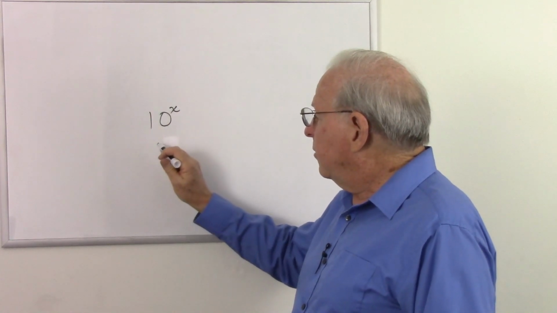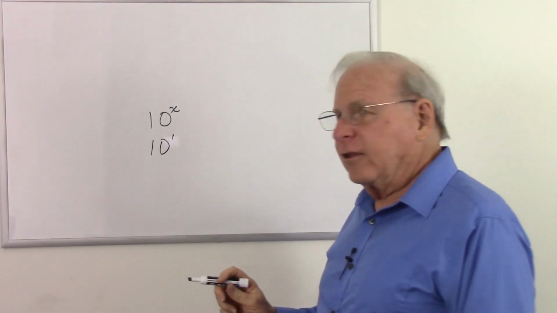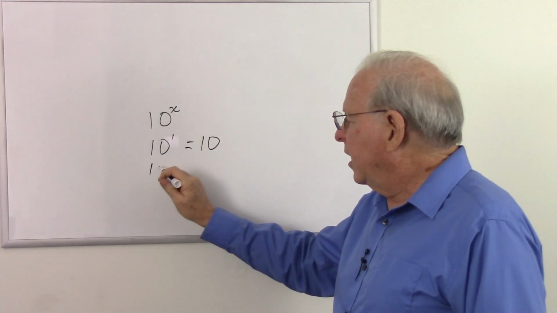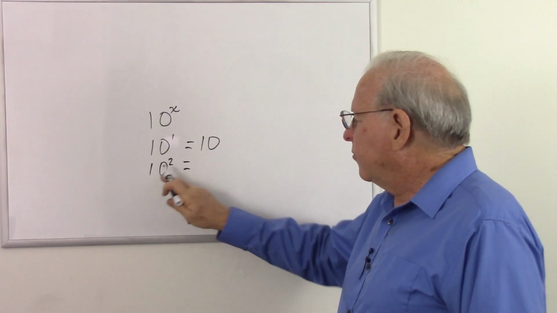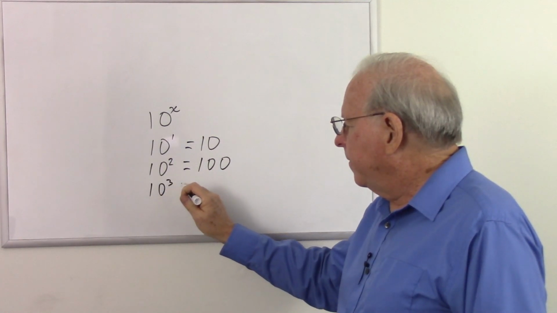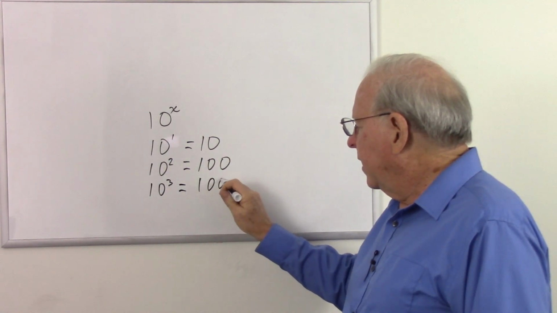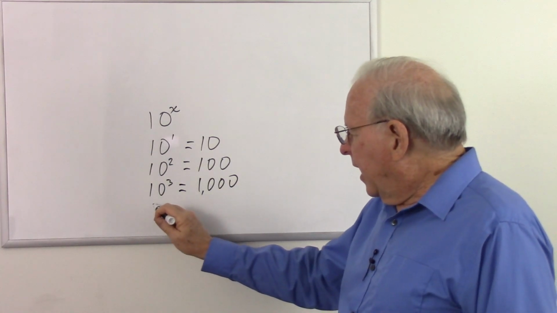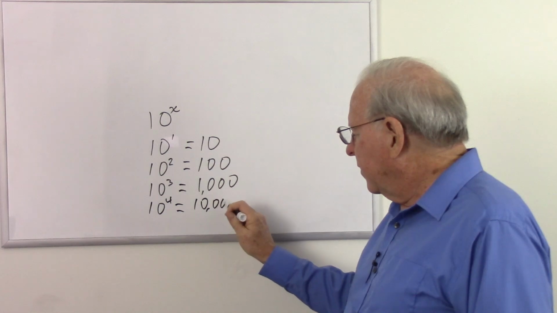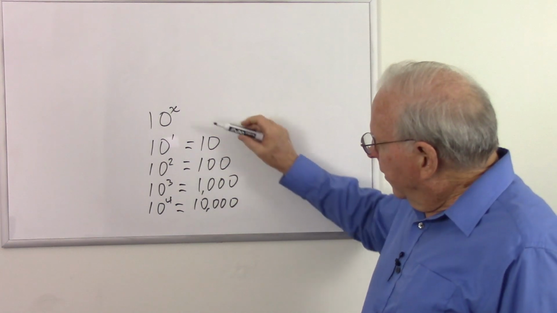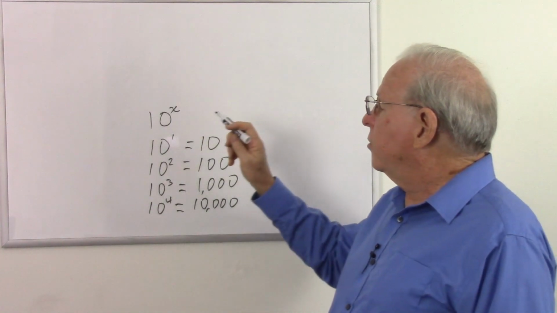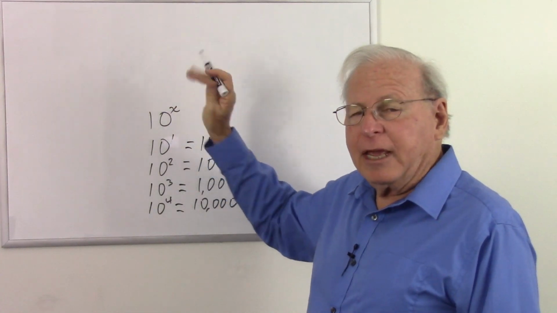So for example, 10 to the power of 1 is equal to what? 10. What's 10 to the power of 2? That's going to be 10 times 10, that's 100. How about 10 to the power of 3? That equals 1,000. Let's put a comma there. And how about 10 to the power of 4? That equals 10,000. So there are our powers of 10, and if you recall from our scientific notation, what we're doing is taking big numbers and making them smaller.